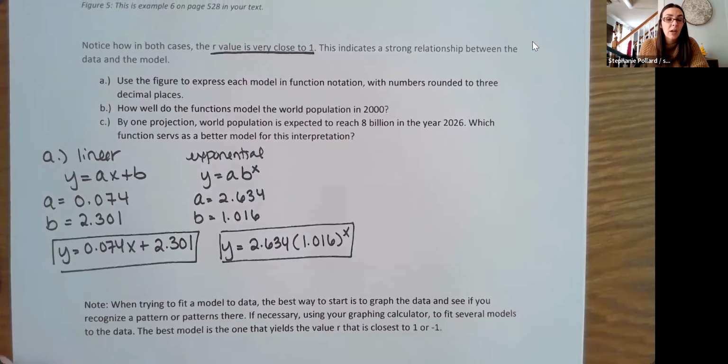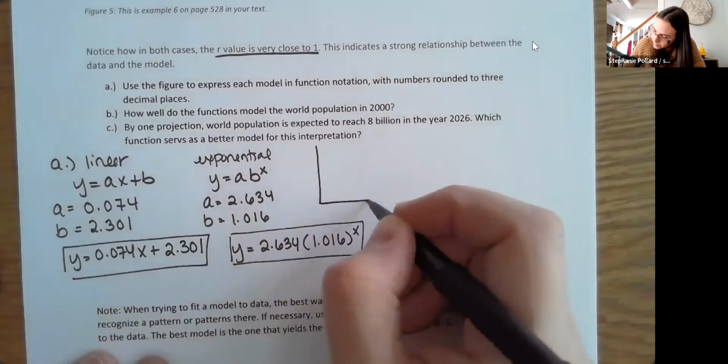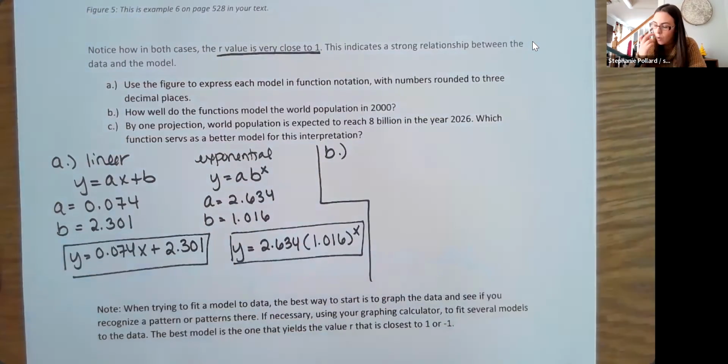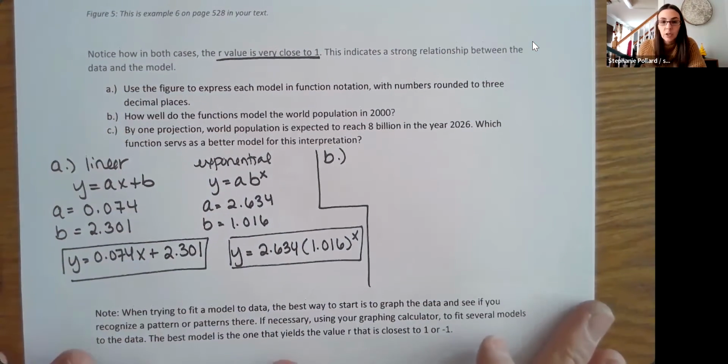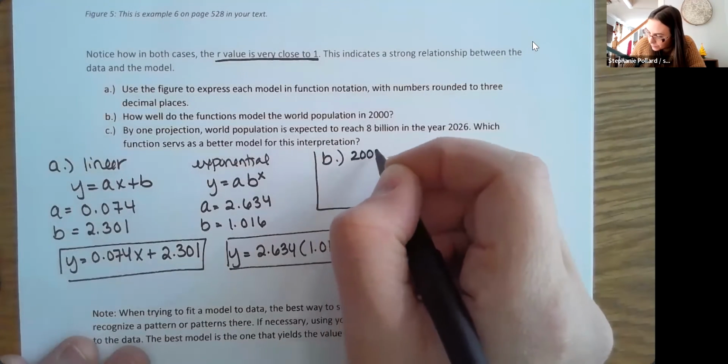And again, both of these seem pretty good. Your R value is almost 1 in either case, which indicates a strong model. So a strong correlation there. So let's answer the next part. How well do the functions model the world population in 2000? So let's focus on the year 2000 here.